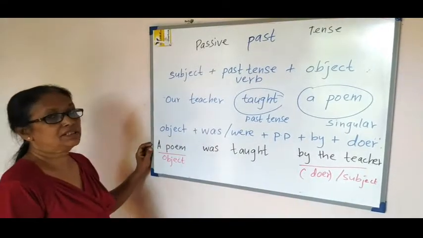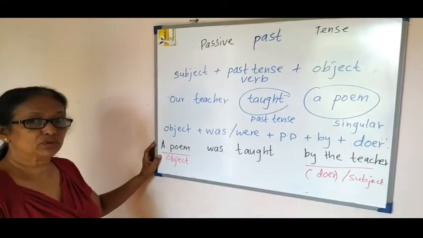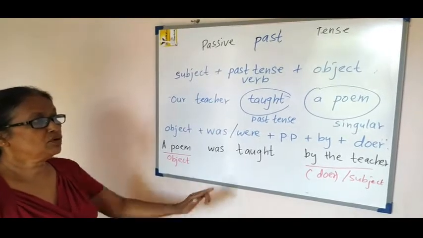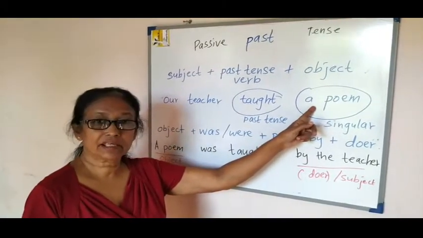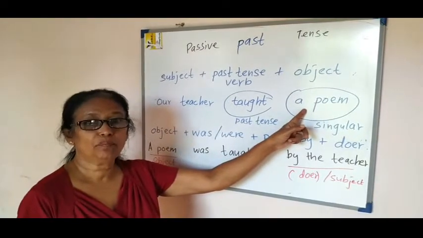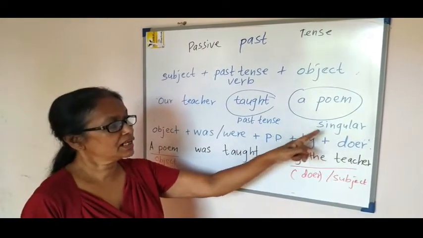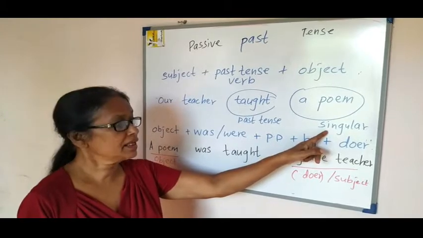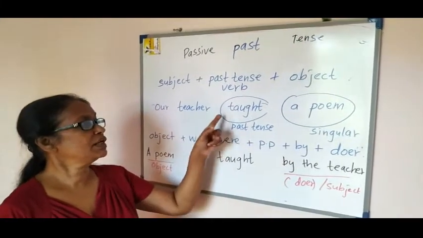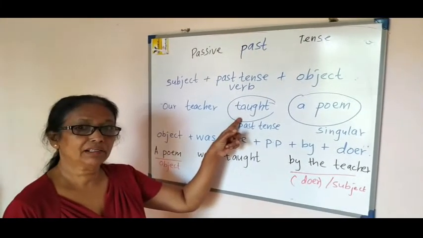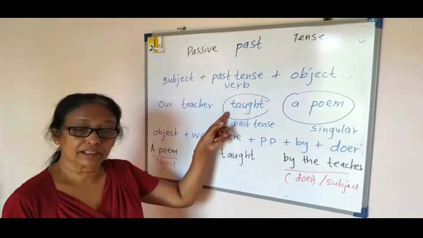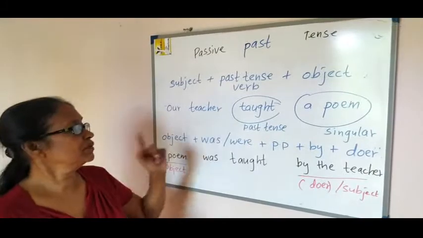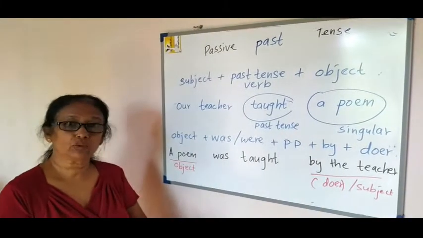Right? First of all, what do you have to do? You have to mark whether the object is singular or plural. Here I marked it singular. Then once again you have to mark the verb, whether past, present or future. Then it is very easy to turn.